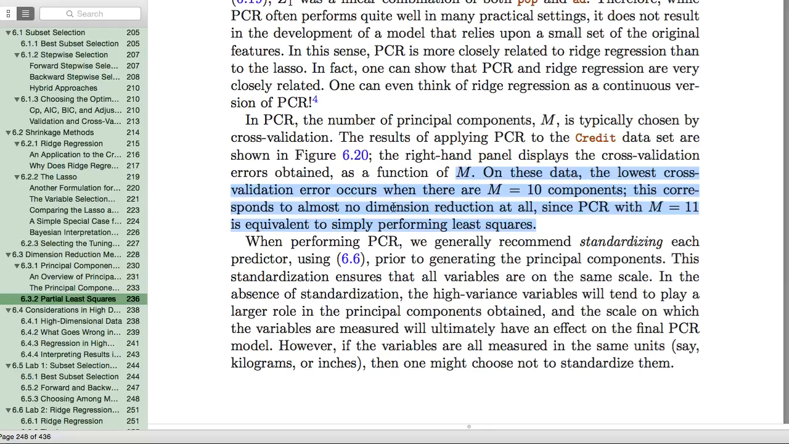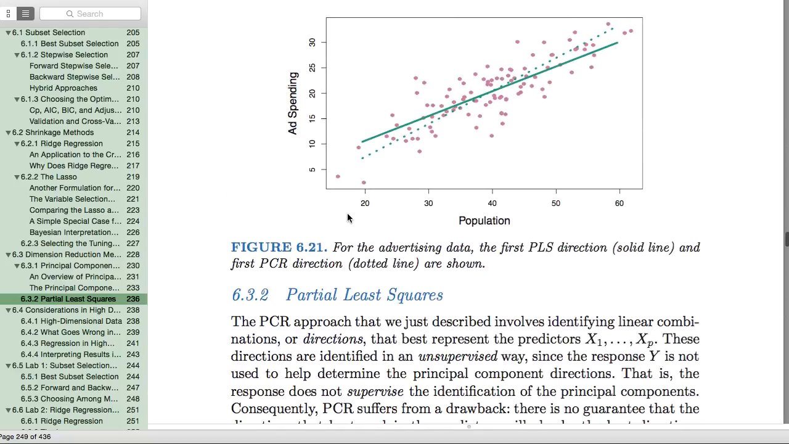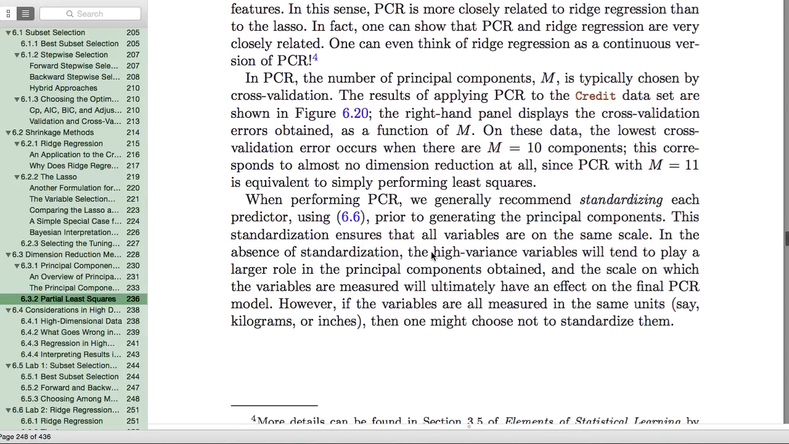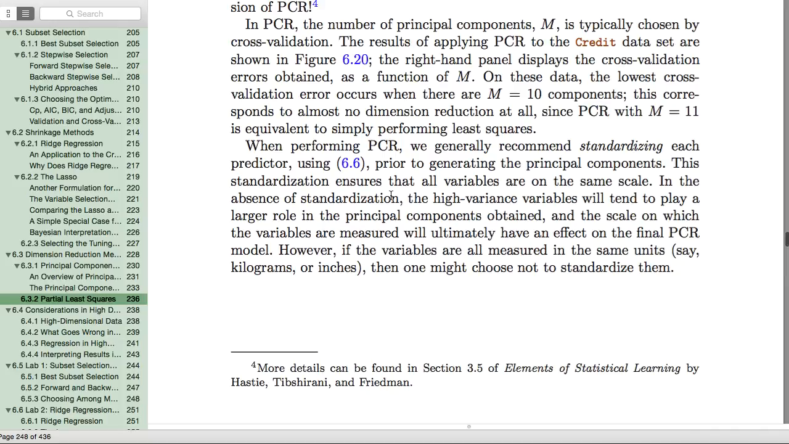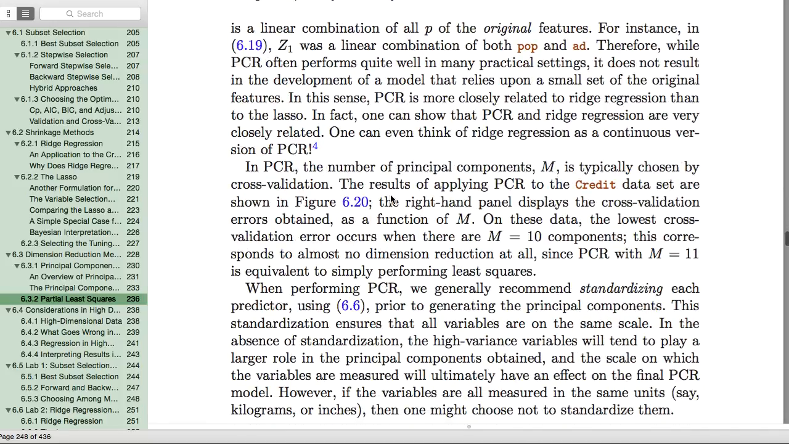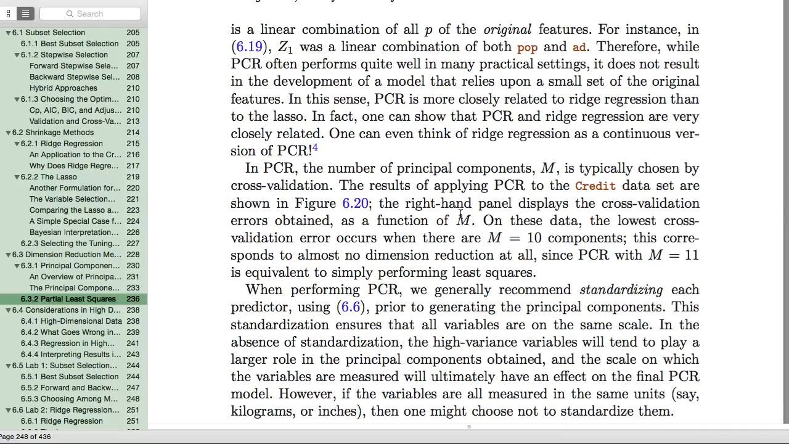If there's no dimension reduction, which there was in the data in Figure 6.20, where is Figure 6.20? If there's almost no dimension reduction at all, if we're using 10 of the 10 components on 11 variables, there's just no point in it. It's the same thing as just doing least squares.